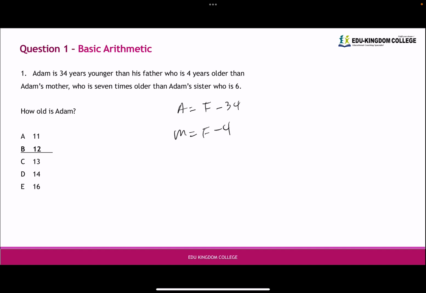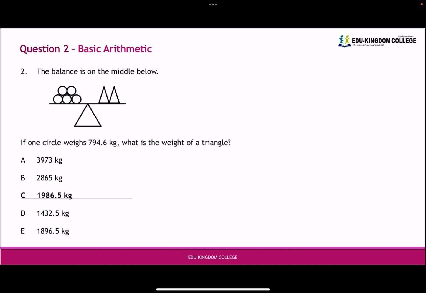And then his mother is seven times older than his sister, who is 6. So his mother is 42. So if F minus 4 equals 42, F must equal 46. And then 46 minus 34 is going to be 12. Okay? Alright, the balance below is shown, and it's balanced out.